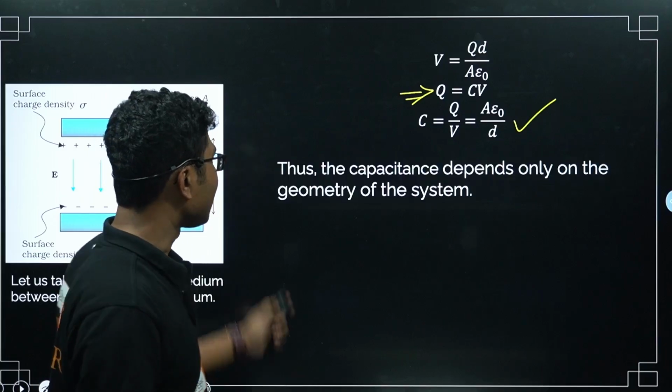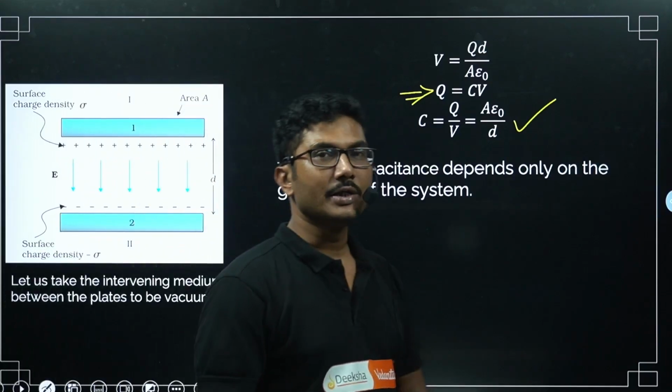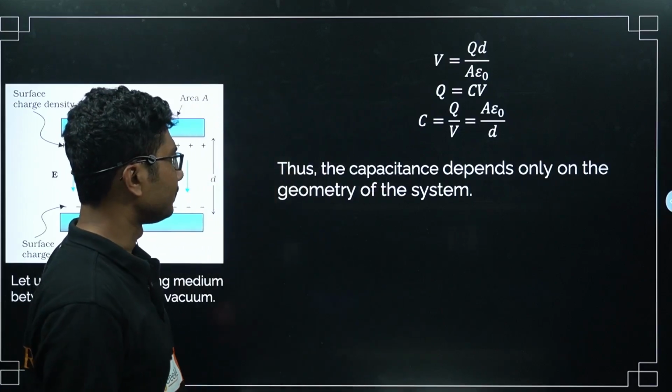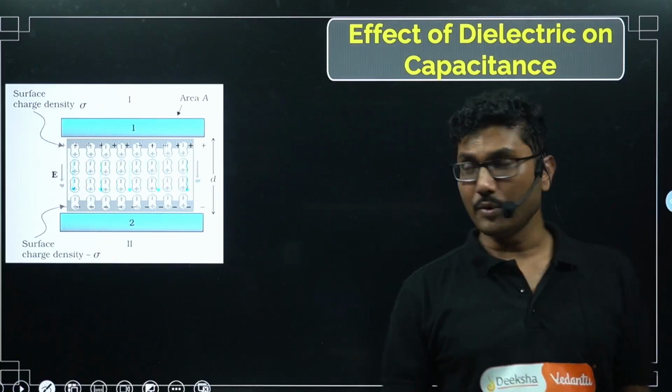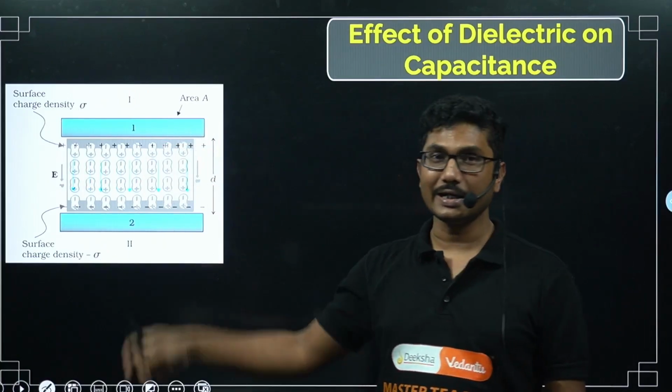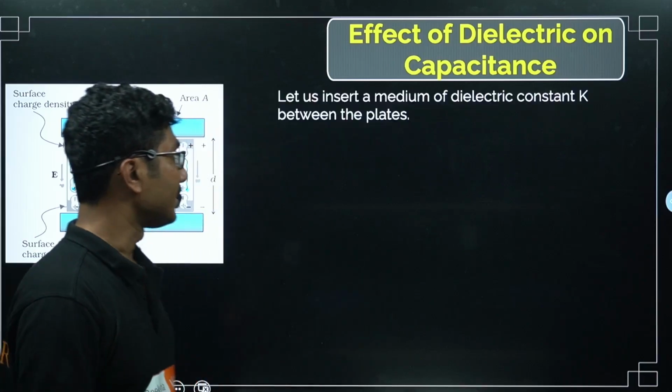Okay. Now thus capacitance depends only on the geometry of the system. It is independent of potential and voltage. Now, the effect of a dielectric on capacitance. We have inserted a dielectric in the capacitor, and now we want to find the effect of this dielectric. What do we have to do?